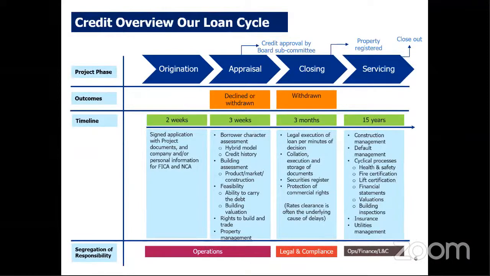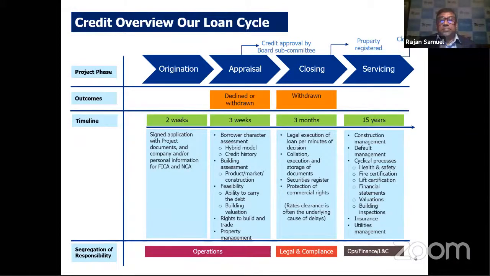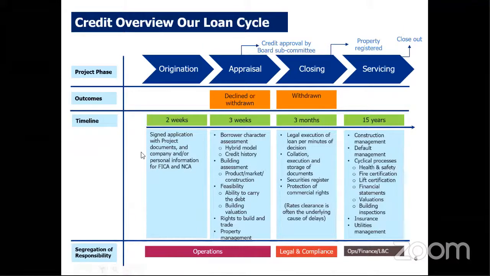We are a conventional financial services company. We follow a standard best practice loan origination process, loan origination appraisal, or as the Americans would call it, underwriting process, closing and servicing. This is supported by an end-to-end IT system. It has very defined governance and credit procedures. The important point is that for a project to get approved at TUF, and I won't go through the detail of each component, it has to be commercially viable, and the borrower character assessment being a hybrid assessment between credit history and a series of interviews and reference checking must pass muster.